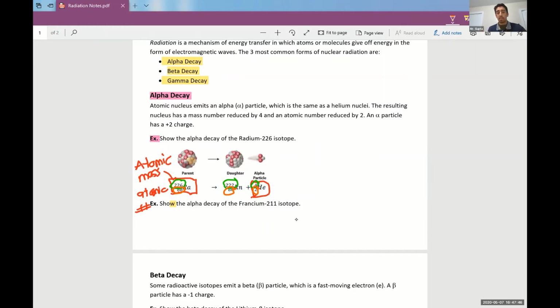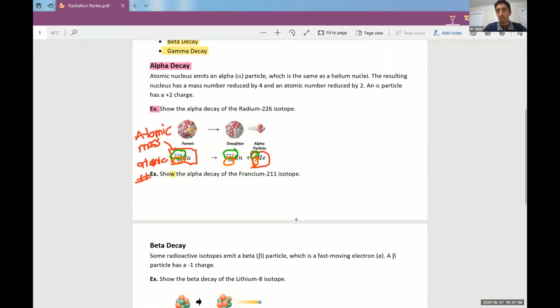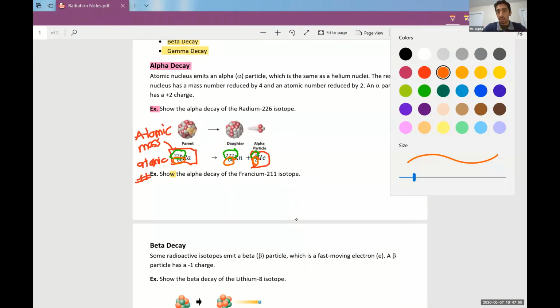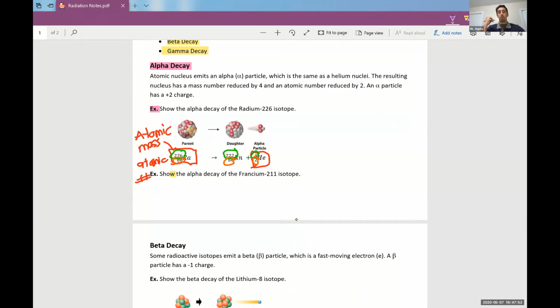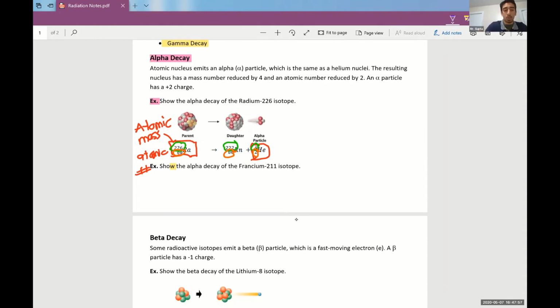Let's go through another example to better understand this. The question asks, show the alpha decay of the francium-211 isotope. So first off, francium-211. That's the very first thing you should do. The next thing you should do is check your periodic table. What is the atomic number of francium? I'll just Google this real quickly. It's 87.